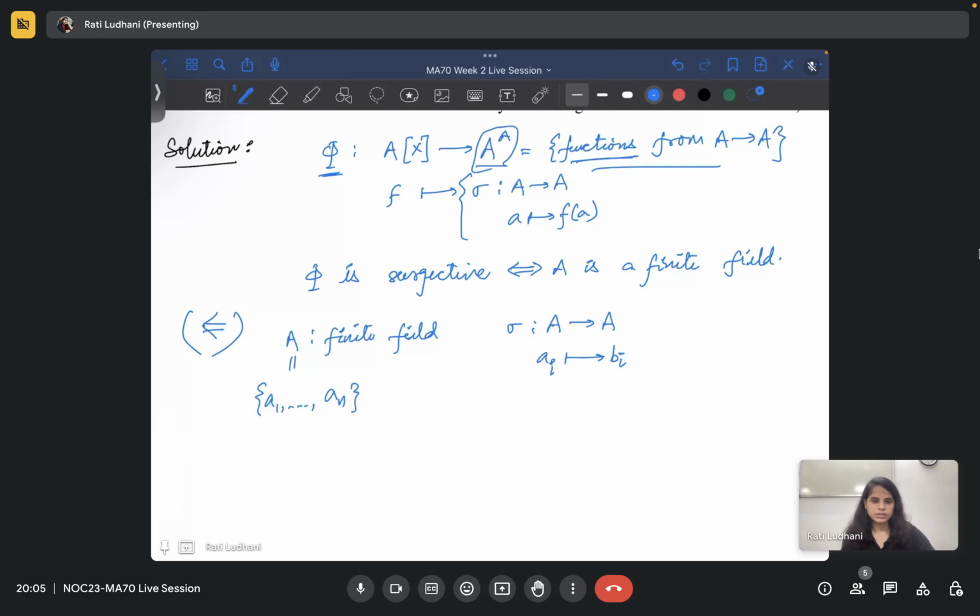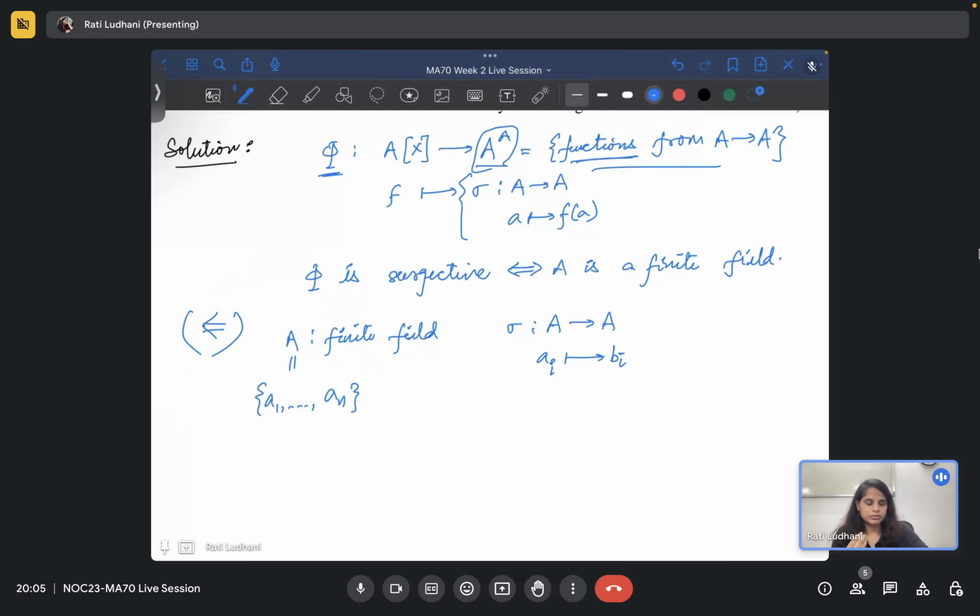Okay, understood. If I take constant functions, then it doesn't. So yes, exactly. Okay, so you take sigma, where any element of A_i will map to some element of B_i. I am just naming it B_i. Now I have to produce a function here.